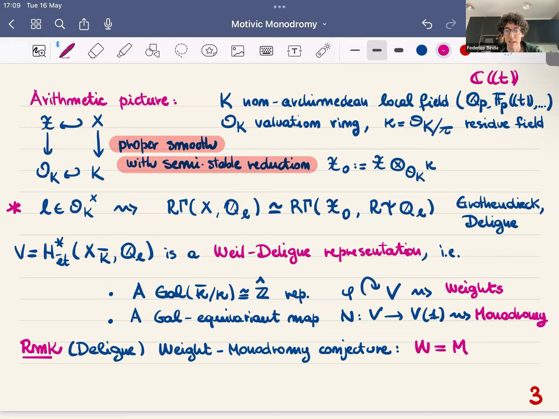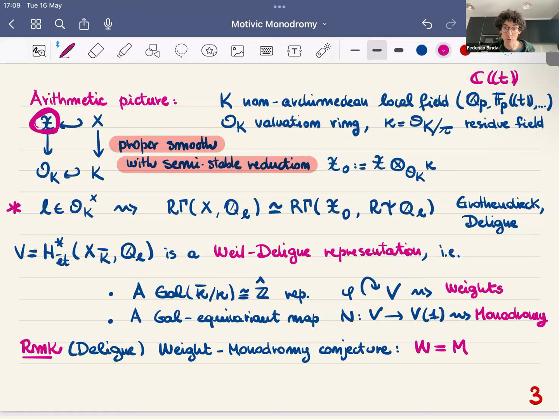So all these fields have a corresponding valuation ring or ring of integers, and they have a residue field, which can be of characteristic p or of characteristic zero. Now we start from our family, X over big K, which is somehow the analog of our family over the punctured disk, and the family over the whole disk, so including the singular fiber, is this curly X here, which lives over O_K. And X_0 will be my special fiber again. Now, for any l prime to the residue characteristic, we have, of course, the Grothendieck monodromy theorem.